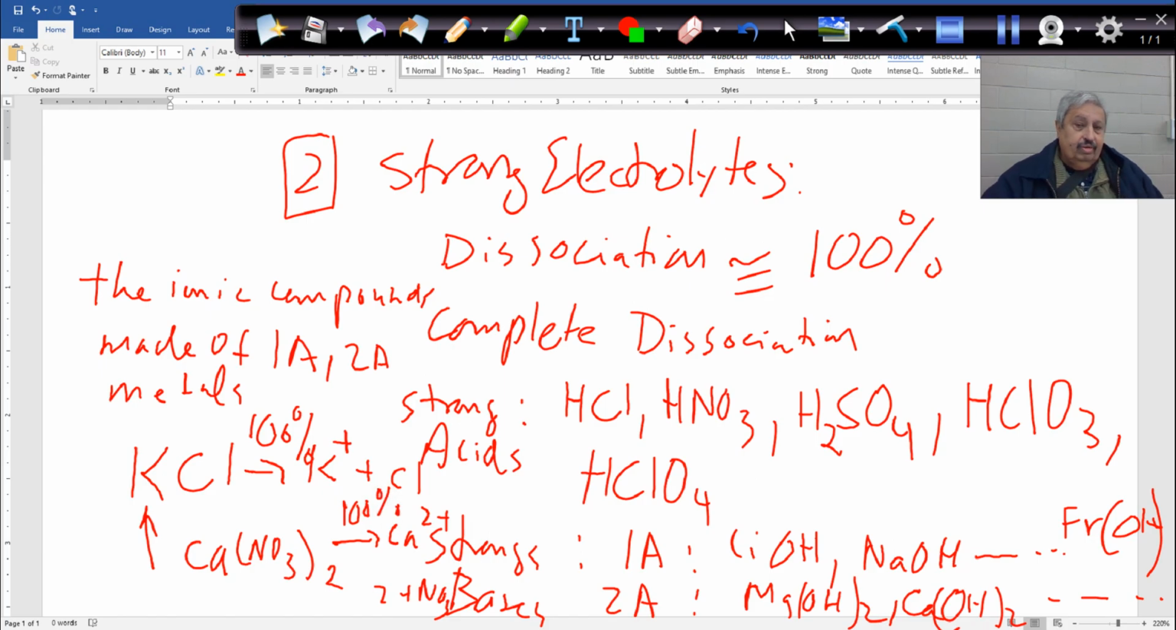Okay, guys. So those are the strong electrolytes: strong bases, strong acids, and compounds made of group 1 and group 2, 1A and 2A, correct? And they dissociate 100%. They are strong. The weak ones are less than 100%. All the elements inside, except group number 1 and 2, the metals, will make weak electrolytes, and they will make weak bases.